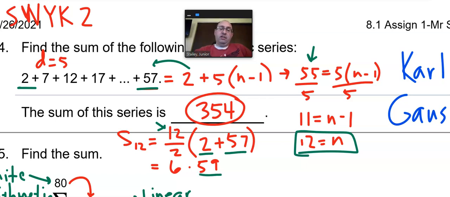So that makes 59. 12 over 2 is 6. Multiply those together. Whammo, 354. The sum of all 12 numbers is 354. It works very nicely, whether you have 12 terms or a million terms. So, great formula to use.